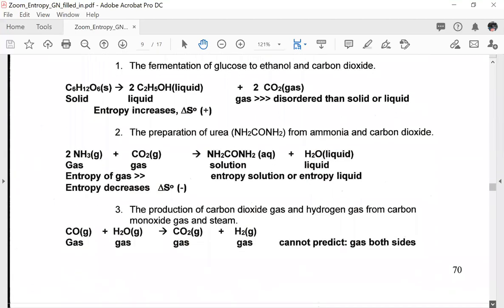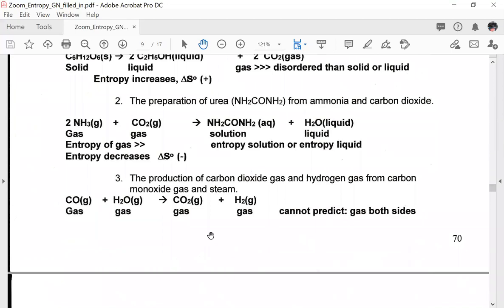Next, production of carbon dioxide gas and hydrogen gas from carbon monoxide gas and steam. So here's our equation. We label everything gas, gas, gas, gas. We cannot predict. We have gas on both sides.